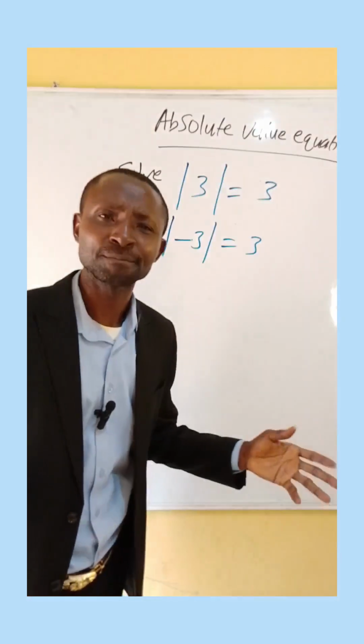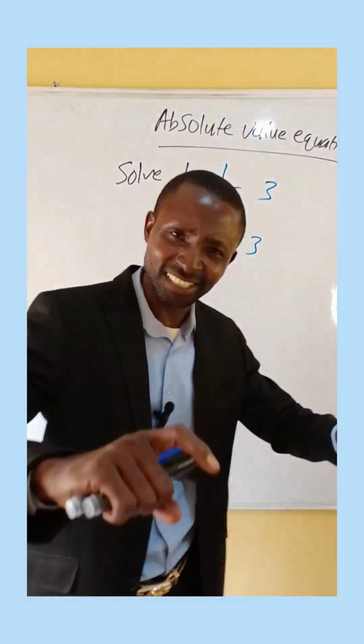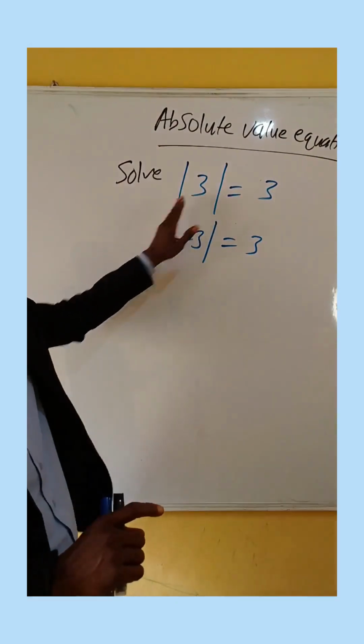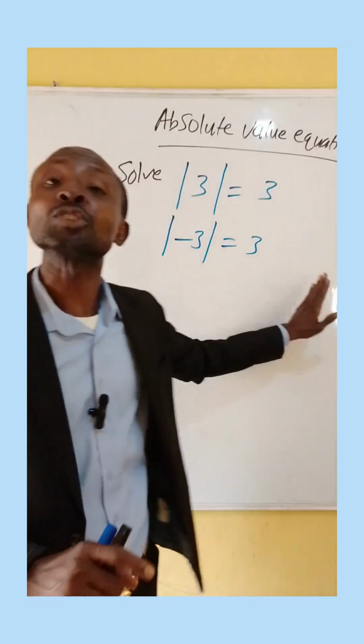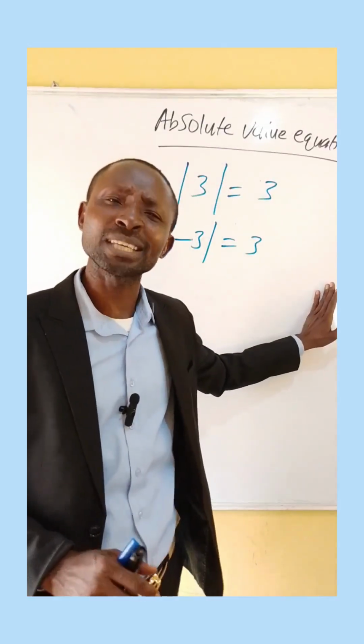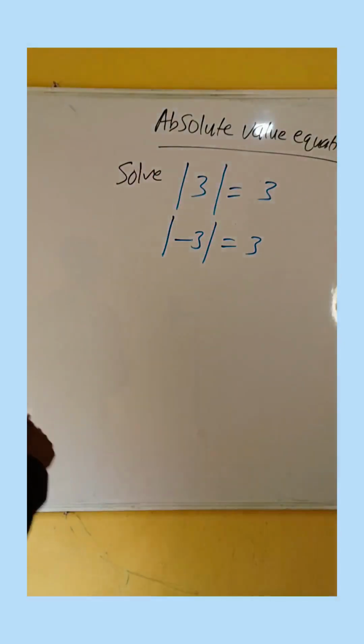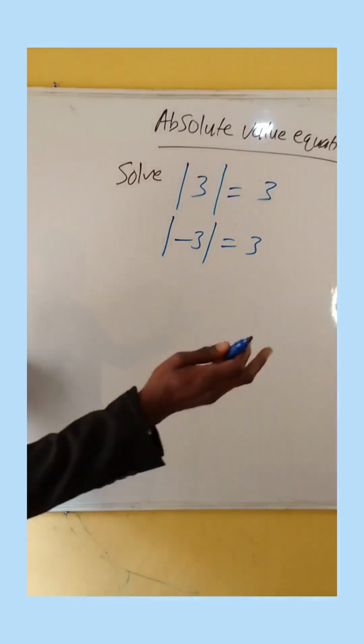Now what does that mean? It means the distance from a reference point to 3 and minus 3 is always 3. Now you ask me, what does that mean? Does it sound strange? Let's see what happens. Now, I said the distance from a reference point.